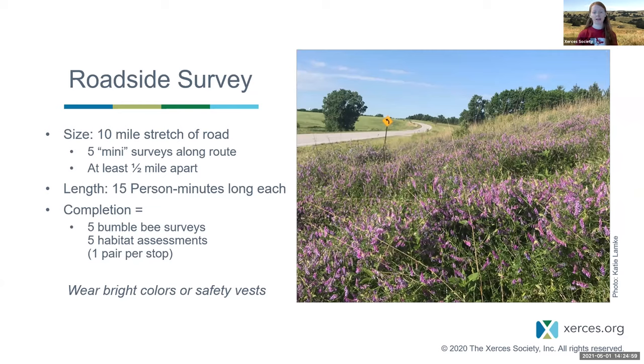At each stop, you're going to do 1 bumblebee survey and 1 habitat assessment. So at the end of these surveys, when you go to submit to Bumblebee Watch, you're going to have 5 surveys and 5 habitat assessments, so you'll be submitting 5 different times to the website. And make sure that when you are doing roadside surveys, you wear bright colors or safety vests to remain visible to oncoming traffic.